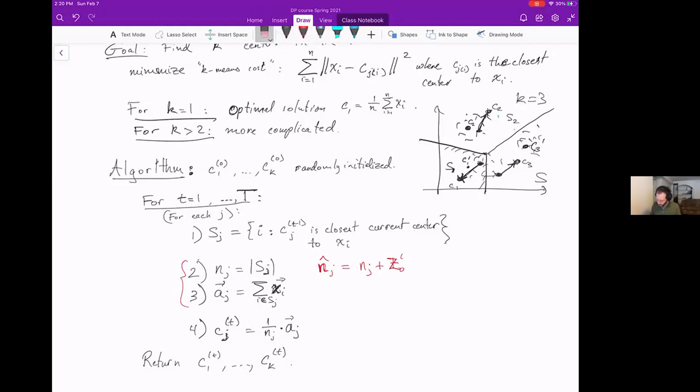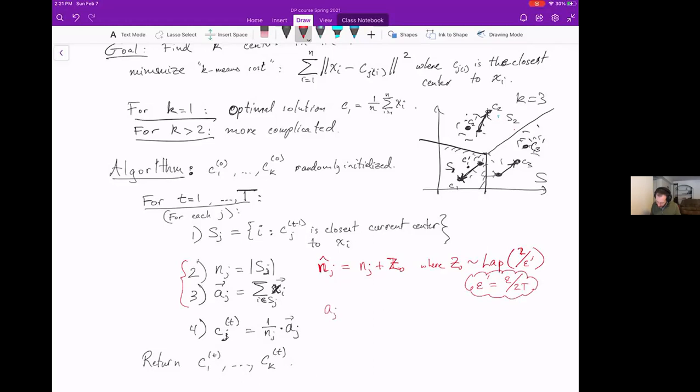We're generating different noise at each stage of the algorithm. So here, Z naught is Laplace 2 over epsilon prime. And what is epsilon prime? Epsilon prime is the amount of privacy budget I'm spending at this step. So I'm going to define that to be epsilon over 2t.